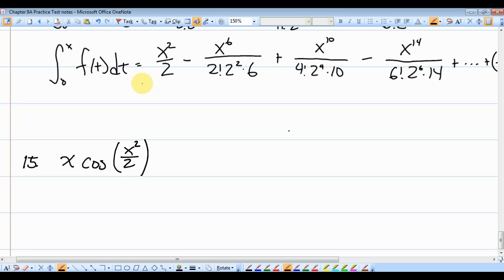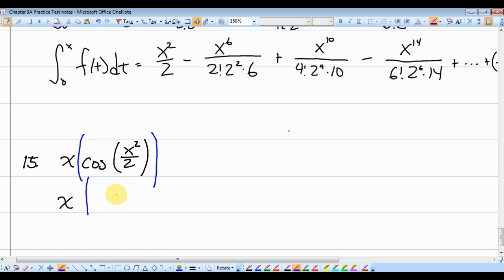The derivatives here are very time-consuming. More time-consuming than they actually need to be. So there must be a trick here. The trick is to look at this as x times the series of cosine. So if you do it this way, you get x times, well, what is the series for cosine of x squared over 2?